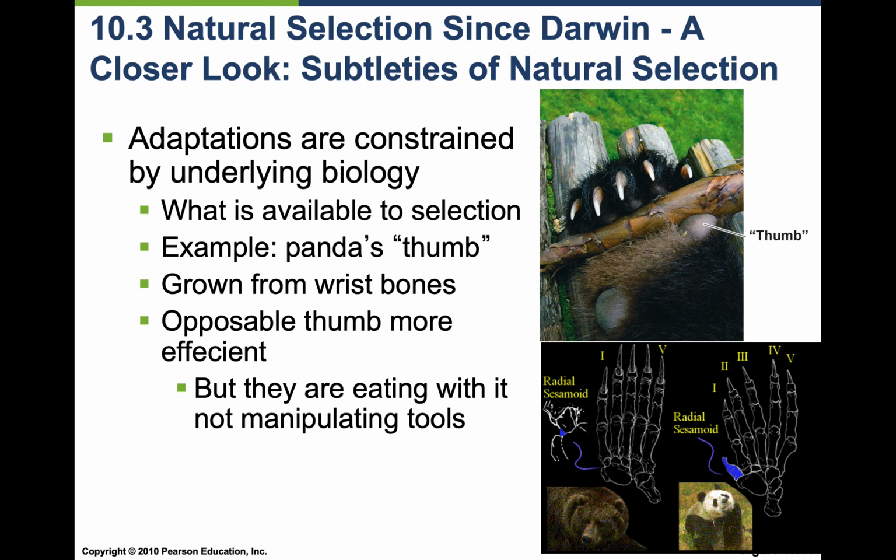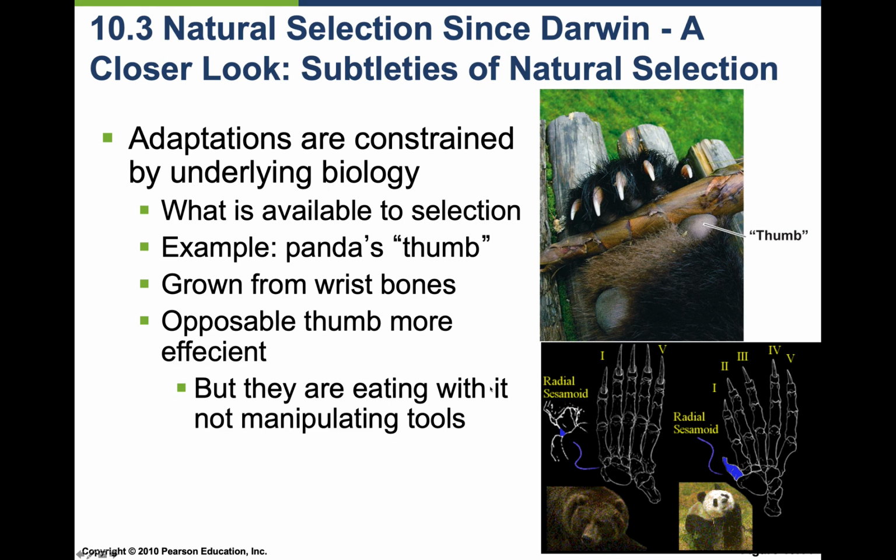Adaptation is also going to be constrained by the underlying biology. And it's really just this idea of what is even available to selection. So, for example, pandas, whether you knew it or not, actually have a thumb, and the thumb bone comes off of these sesamoid bones here at the base of the, quote unquote, hand of the panda paw. Now, we mentioned the bone comes from the wrist. The human thumb is opposable and it's very efficient, and so our thumbs actually come from different bones.